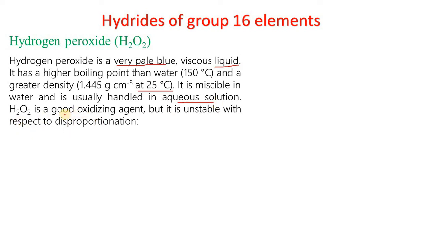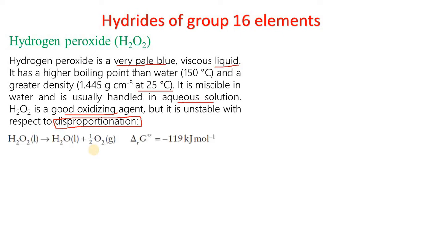Hydrogen peroxide is a good oxidizing agent, but it is unstable with respect to disproportionation. Disproportionation means the same molecule is oxidized and reduced simultaneously. If you look at this reaction, H2O2 liquid gives H2O liquid and half O2, and the delta G for this reaction is negative 119 kilojoule per mole. So in this reaction, the hydrogen peroxide is reduced as well as oxidized.